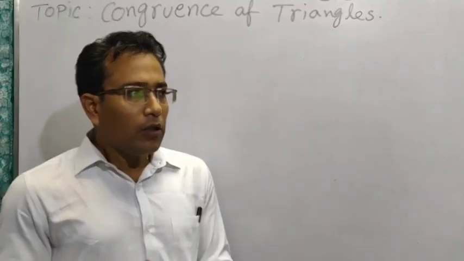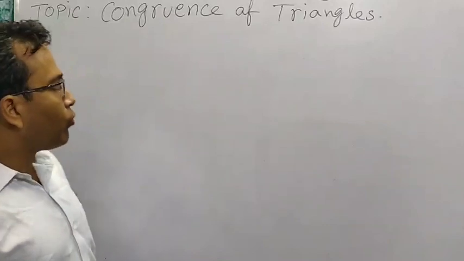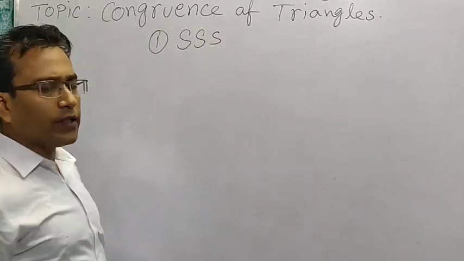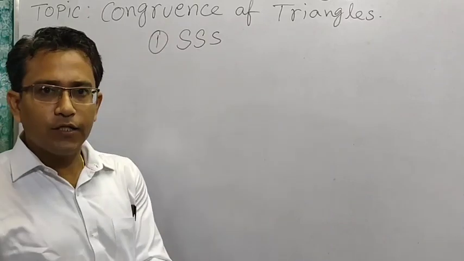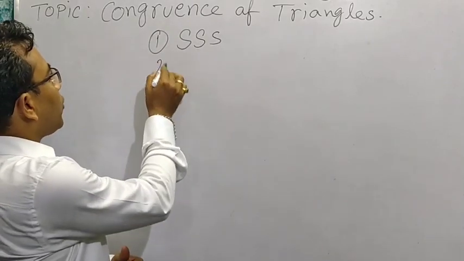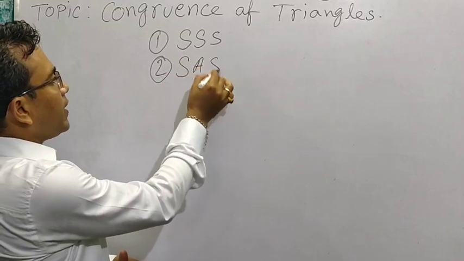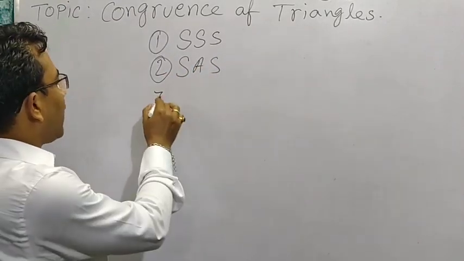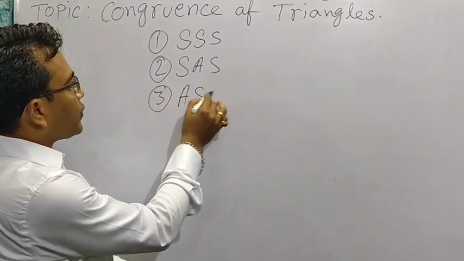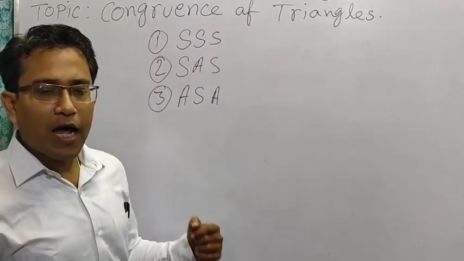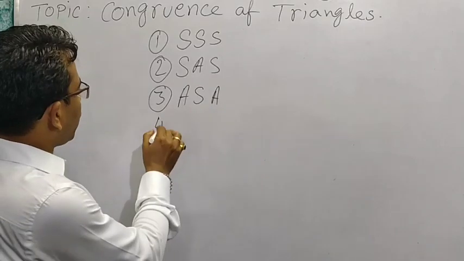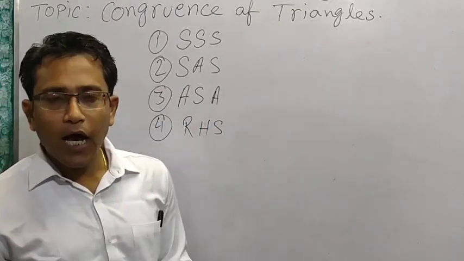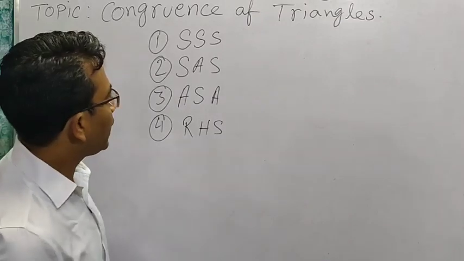Here there are many congruence rules. That is one, SSS, that is side side side. Another one, SAS, side angle side. Third one, ASA, angle side angle. And fourth one, that is RHS, right angle hypotenuse side.